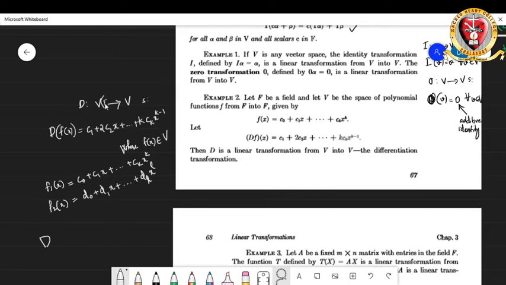The field is F. So if c belongs to F, you have to prove that D of c into f1 of x plus f2 of x is equal to c into D of f1 of x plus D of f2 of x. This is what you have to prove. That is very simple. You can easily prove it out.